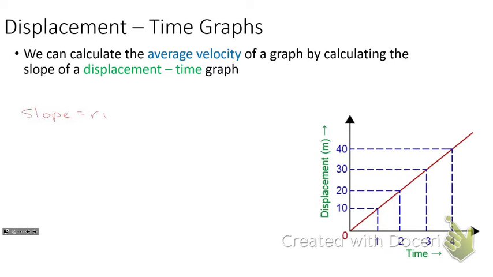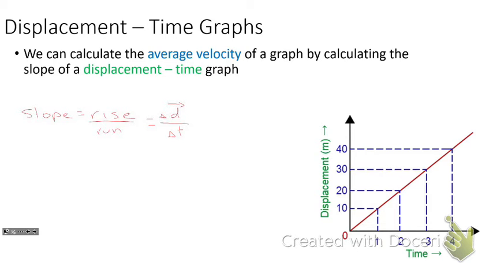Slope is equal to the rise over the run. Good. Now, in this case, because it is a displacement time graph, my rise is going to be my displacement, or my change in displacement, and my run is going to be my change in time.